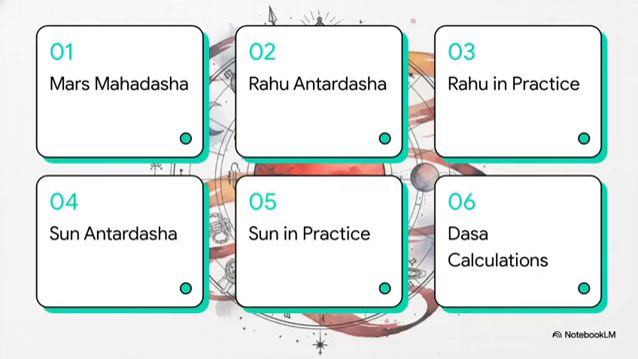So here's a quick look at our agenda for today. First, we'll do an overview of the Mars Mahadasha. Second, we'll look at the Rahu Antardasha, covered in verses 9 through 10.5, followed by Rahu's practical significance. Then we dive into the Sun Antardasha from verses 64 through 66 and its practical significance. And finally, we'll wrap up by reviewing the exact dasa calculation methodology.